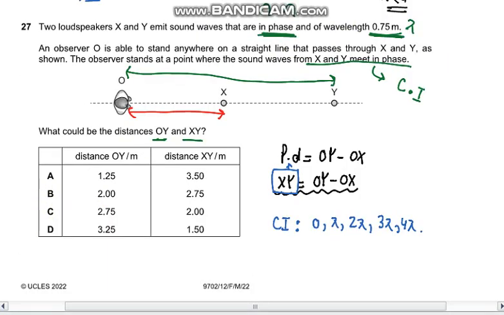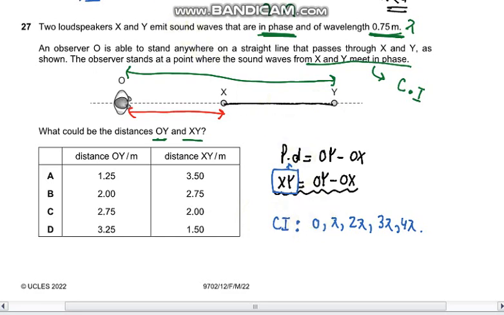So question number 27 says that there are two loudspeakers X and Y which are emitting sound in phase. An observer is moving along that line and the data is given of OY and XY. So you need to realize that path difference is OY minus OX. So the resultant path difference is the distance XY. So XY is the path difference which is formed from OY minus OX.